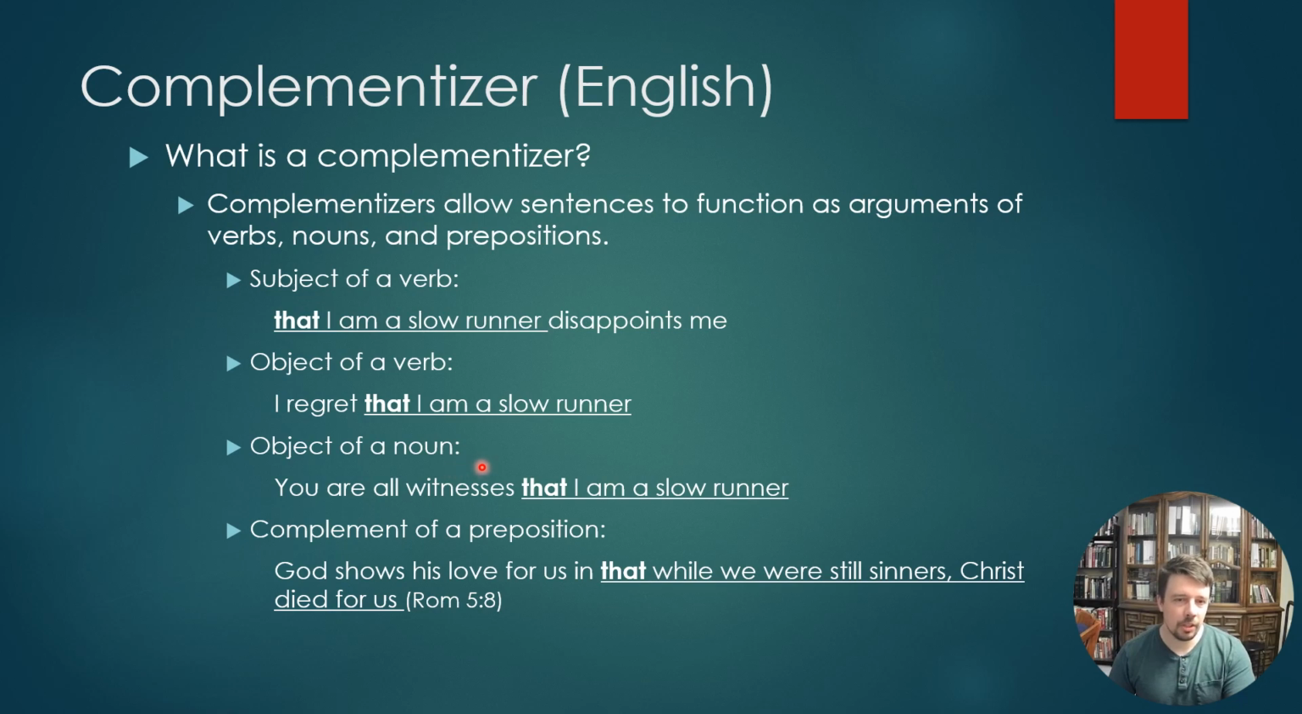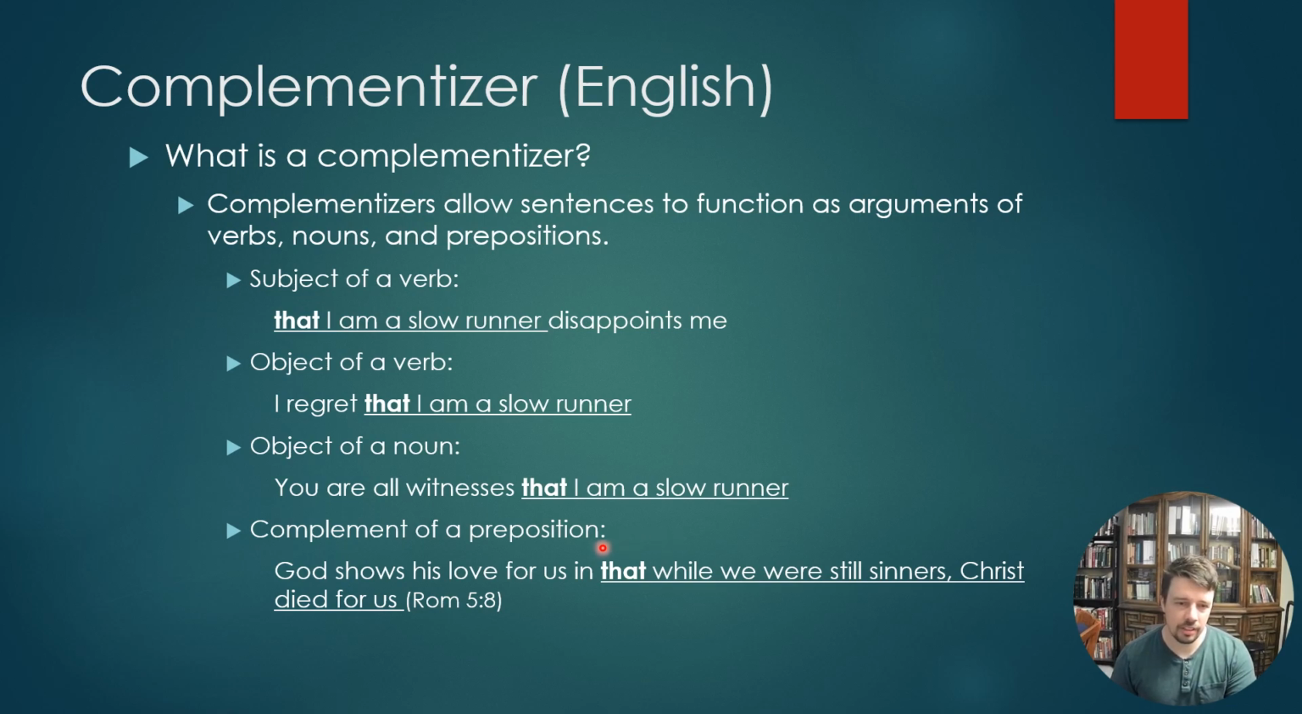We also see the same thing going on with nouns. So, you are all witnesses. Well, witnesses of what? That I am a slow runner. If we get rid of the word that, then all we're left with is, you are all witnesses. I am a slow runner. That sounds like two completely different and unrelated sentences. But when we have the word that there, you are all witnesses that I am a slow runner, then everything sounds as it should.